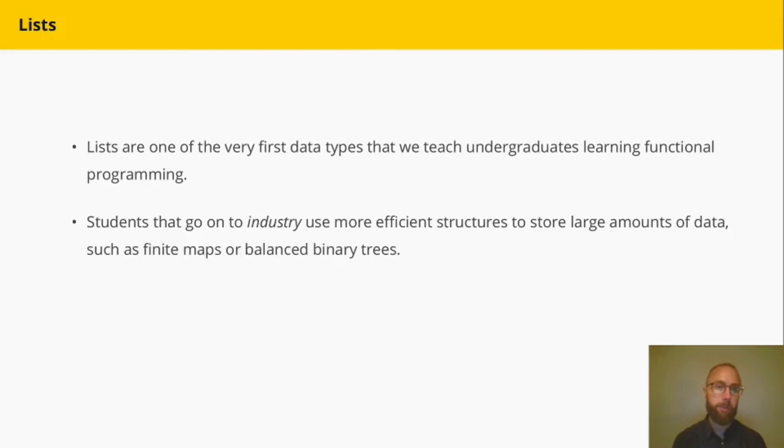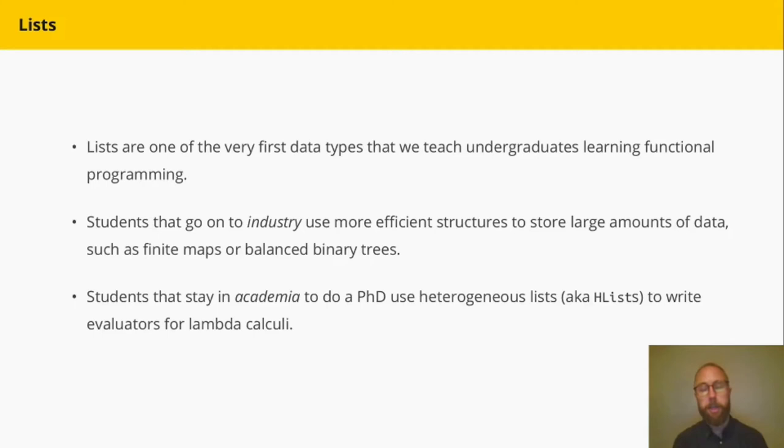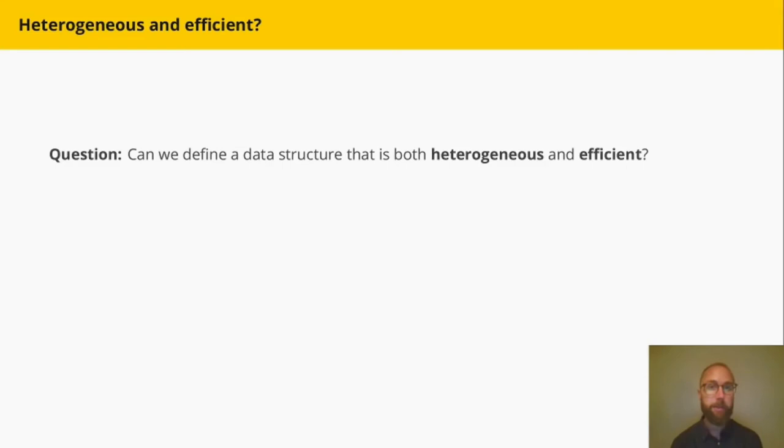tree. Other students might pursue a career in academia, and in that case, they spend their time writing intrinsically typed evaluators for lambda calculi or any kind of fancy thing like that, which requires a list where the values stored in the list might actually have different types. And to do this in a type-safe fashion, you typically use something called a heterogeneous list, or H-list. So this paper asks the question, can we have our cake and eat it? Can we define a data structure that's both heterogeneous and efficient?